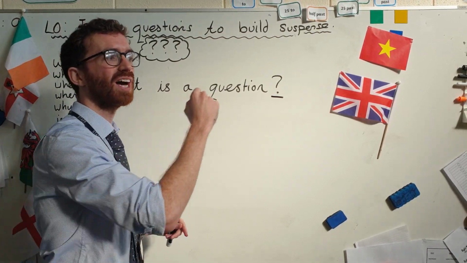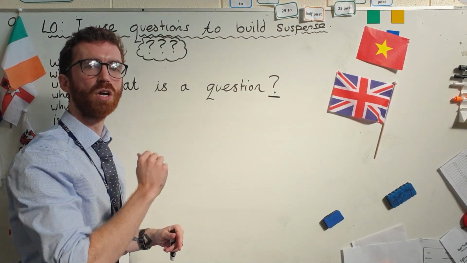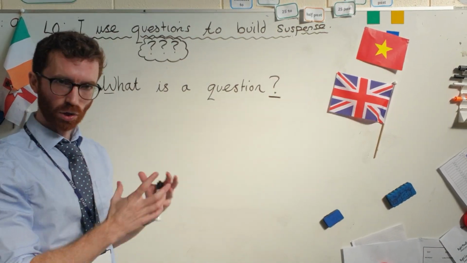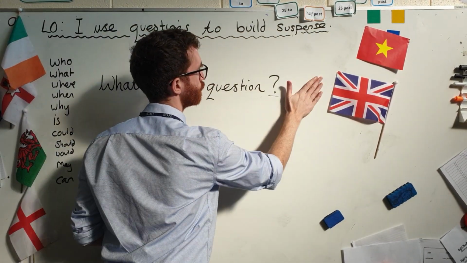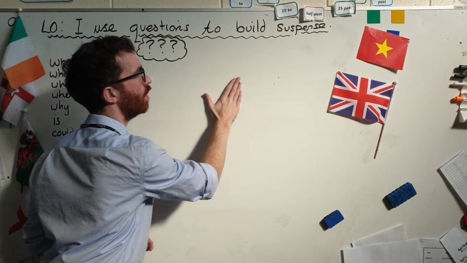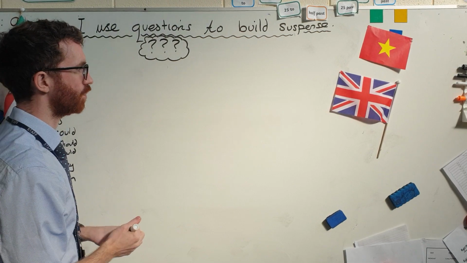If you want to go back to one of the dialogue videos, you'll spot that sometimes Mrs. Jordan was asking me questions, okay, and they all had question marks to go with them. So what is a question? There is a question. Right, so how do I use questions to build up suspense in a story?